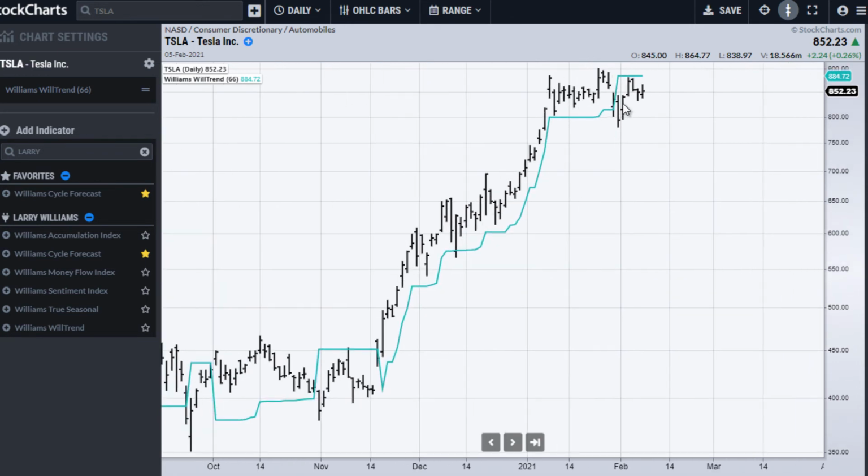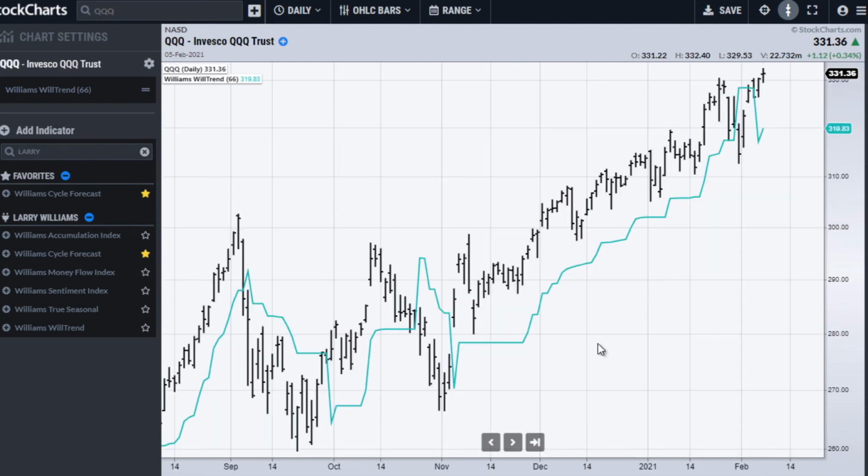Now the trend's down. So if you want to make certain that you're in phase with a trend, you're wondering, well, can I buy in this pullback in here or not? As long as we're above the WillTrend indicator, absolutely you can. We're looking at it now in the triple Qs on a daily basis. You can use it that way.